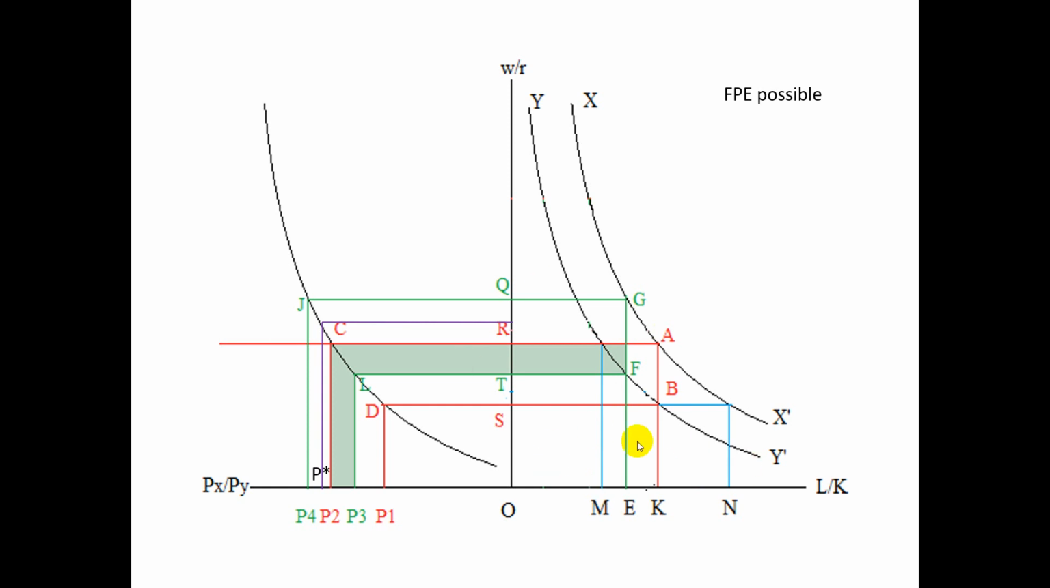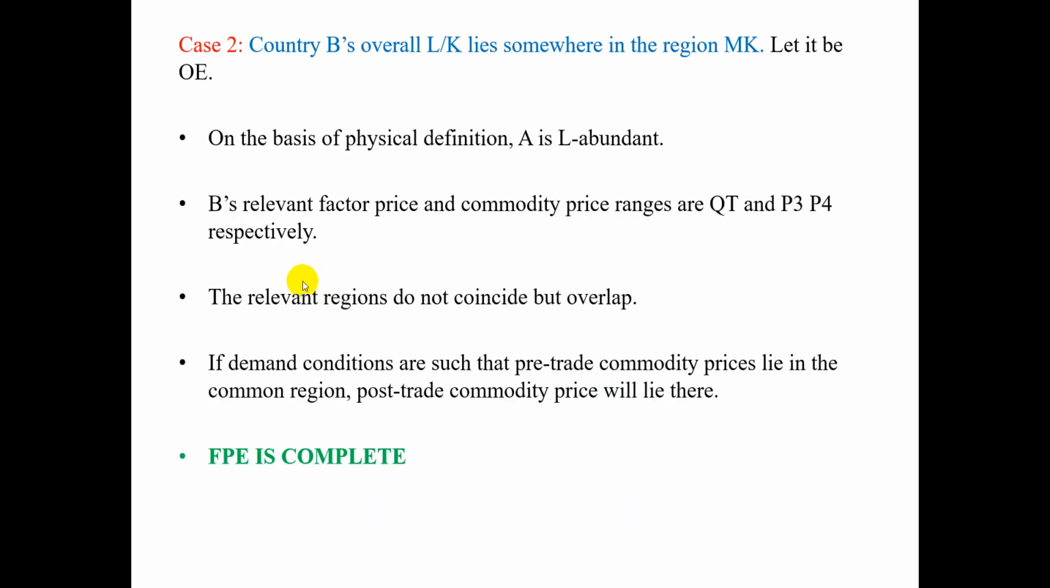Okay, so let us come back once again to the country B's overall labor capital ratio. So it is OE. So just read from this blue line. So the factor price range will be given by QT. So this is QT, factor price zone. The commodity price zone, you just read from here. So it will be given by P3, P4. Now here the relevant regions do not coincide, but they overlap.